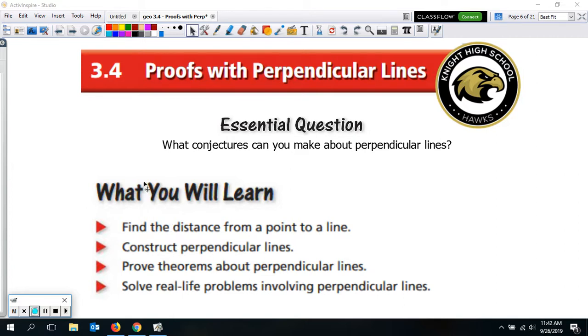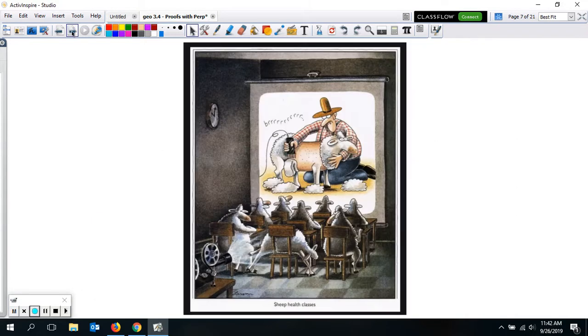Before we get into that, let's take a look at our cartoon for the day. Here's one. It's the sheep health classes. Sheep on the screen getting sheared. And this sheep in here is passed out in the back. This guy's looking down at him. What's going on with you, man? Weak.